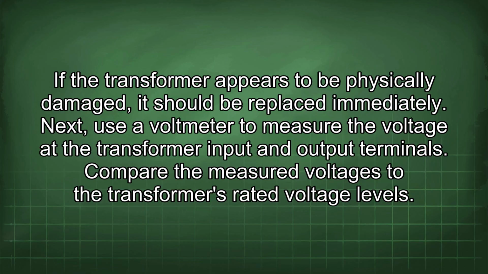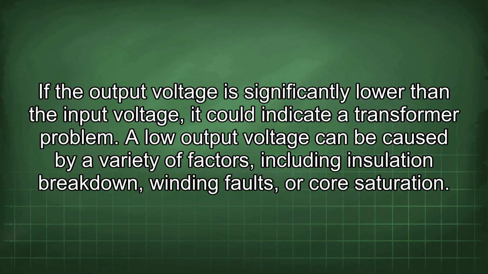Next, use a voltmeter to measure the voltage at the transformer input and output terminals. Compare the measured voltages to the transformer's rated voltage levels. If the output voltage is significantly lower than the input voltage, it could indicate a transformer problem. A low output voltage can be caused by a variety of factors, including insulation breakdown, winding faults, or core saturation.